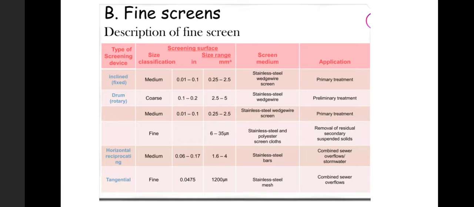So we can say the type of screening device. If we provide the fine screen in an inclined manner, we can use it only for medium sized particles. The sizes may differ, given in inches and also in mm. So in mm, 0.25 to 2.5. For the particle size of 0.25 to 2.5, we can use the stainless steel wedge wire screen, which has been shown before, and it is only used for the primary treatment purpose, that means before the clarifier treatment.